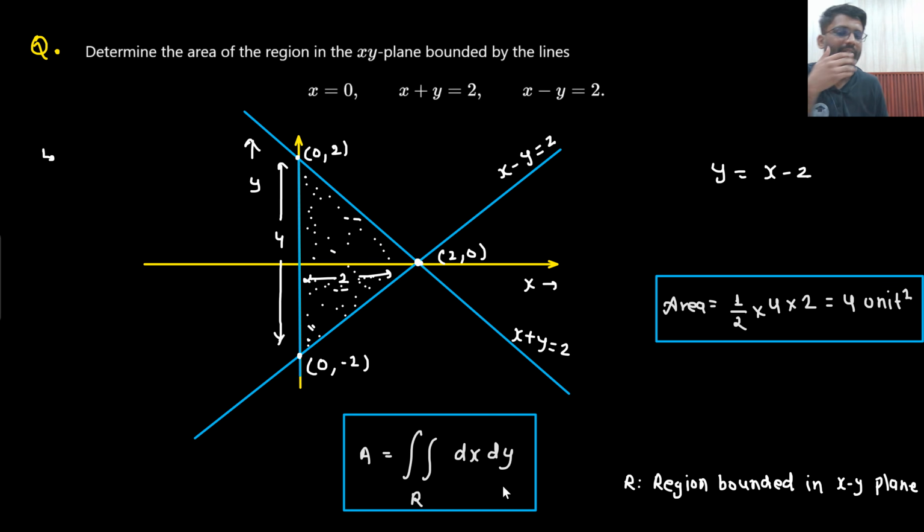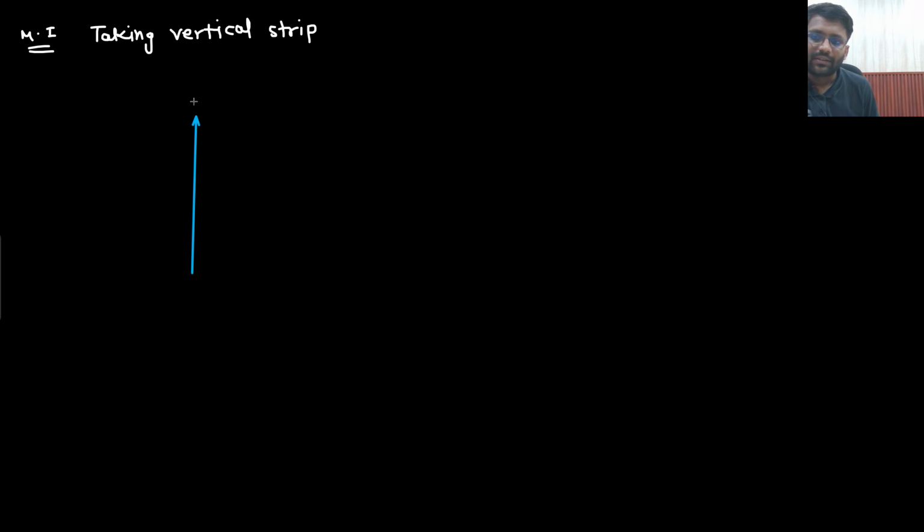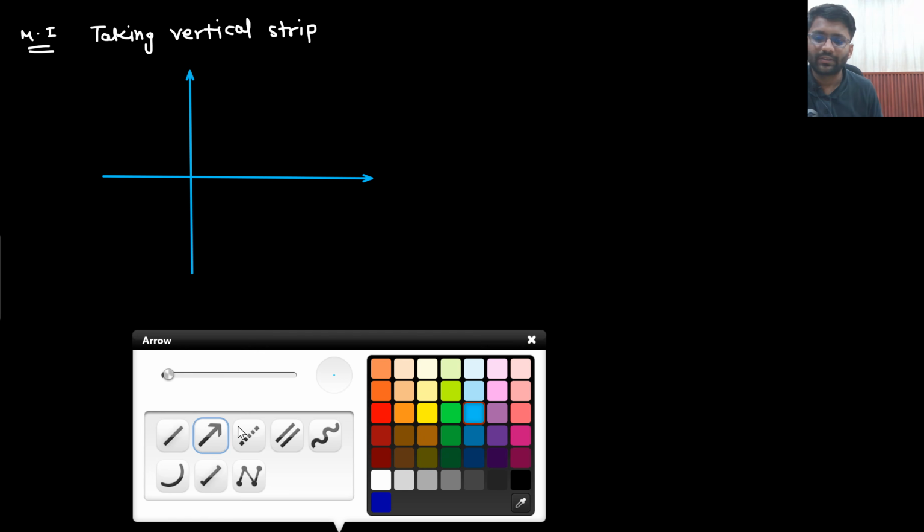So now how will you find out the area? Let's find out the area now. We would again make the structure. First we will write down method 1. In method 1 we are taking vertical strip. This time I will make only the region bounded, nothing else. Only the bounded region I will make.